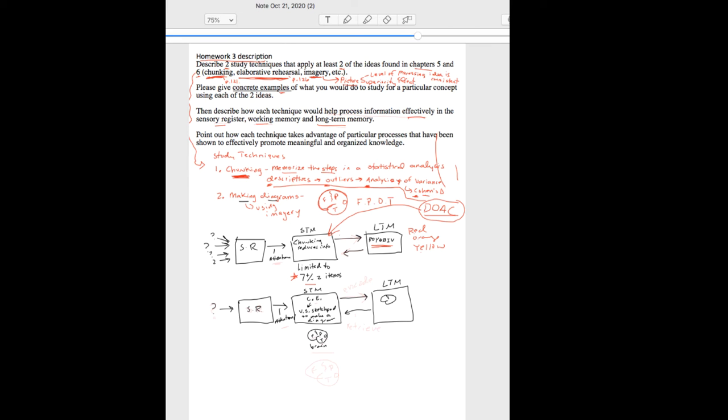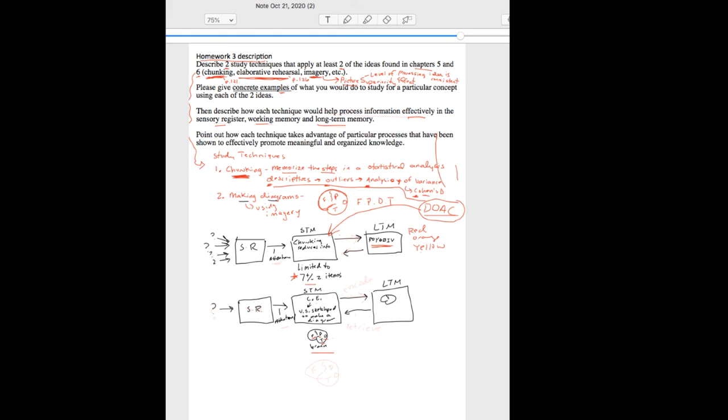I would do the same thing for perhaps using imagery. So if I wanted to remember the lobes of the brain, my central executive might say, hey, why don't you draw a diagram? So here I have a little diagram of the brain, and how I might diagram the brain, label frontal lobe, parietal lobe, occipital lobe, and temporal lobe.